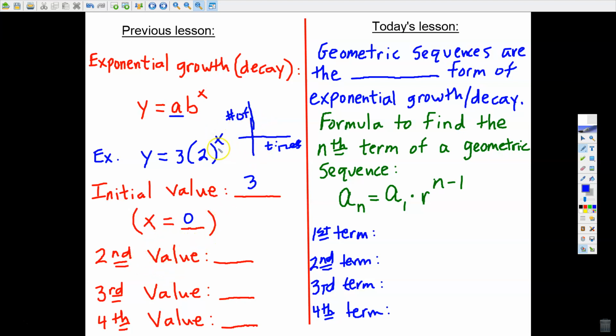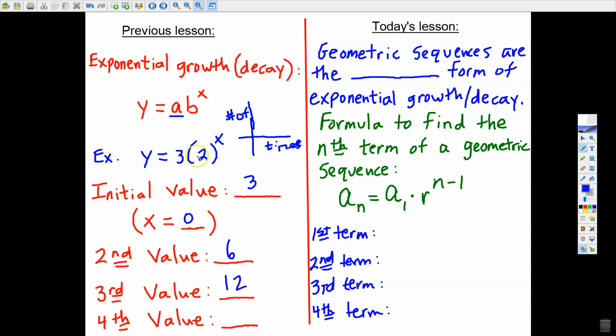What about if x is 1? If x is 1, I get 3 times 2, which is 6. That would be considered the second value, but I got it by letting x be 1. To get the third value, I would let x be 2. 2 squared is 4, and 4 times 3 is 12. So are you seeing how to get the third value, if I'm plotting points in sequence? The third value would be inputting 2. The fourth value, I would input 3.